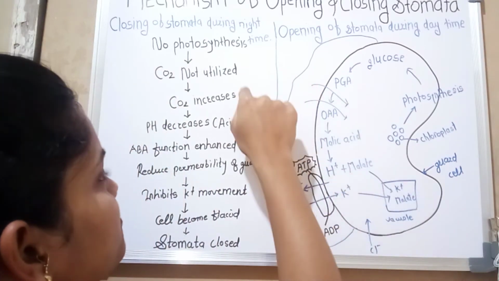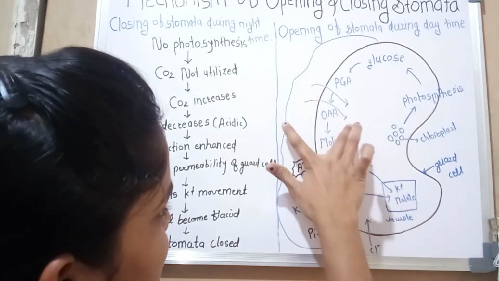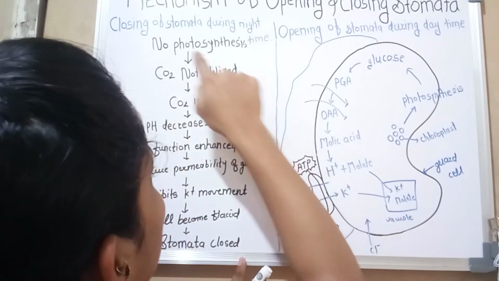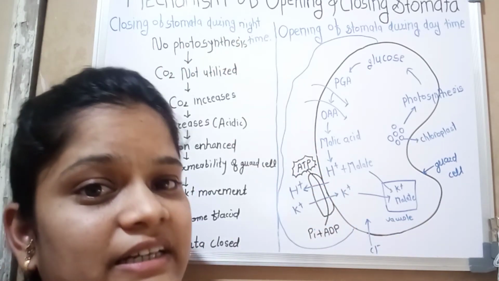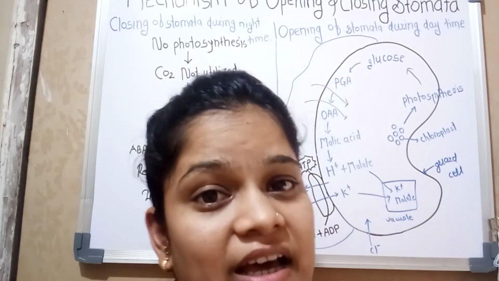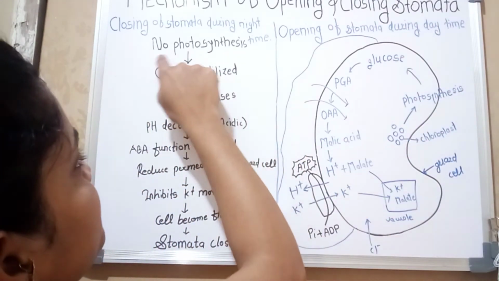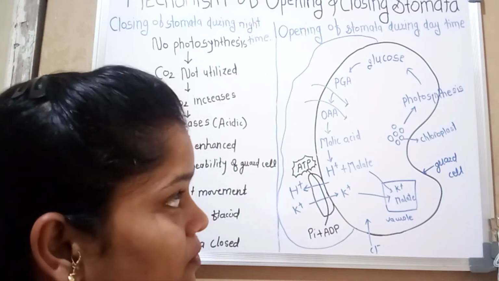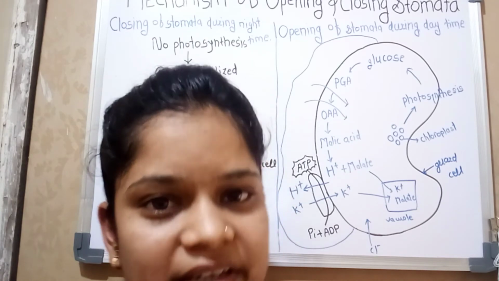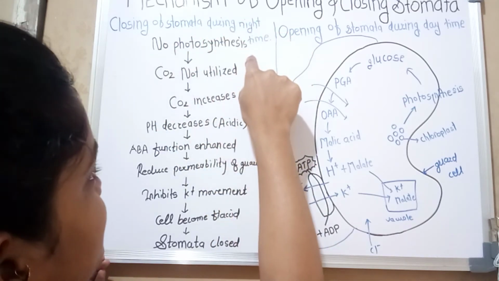Okay, so now let's move towards the closing of stomata during night time. What is the difference between these two stages? One thing is that there is no photosynthesis process during night time. We know that light is essential for the photosynthesis process, which is why we get glucose during the daytime. But during night time, no photosynthesis takes place, and carbon dioxide is also needed for photosynthesis.